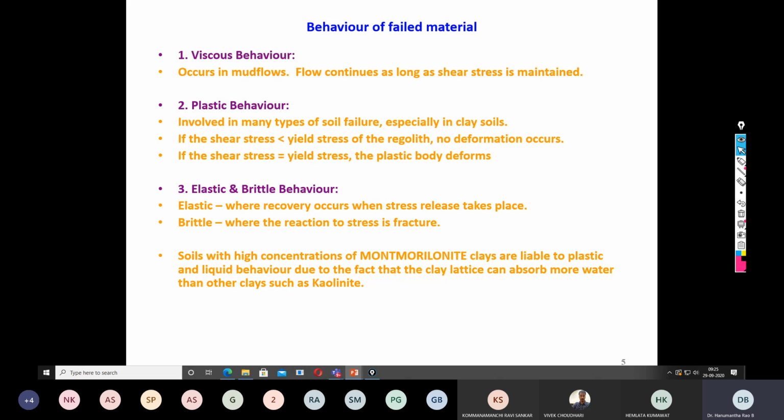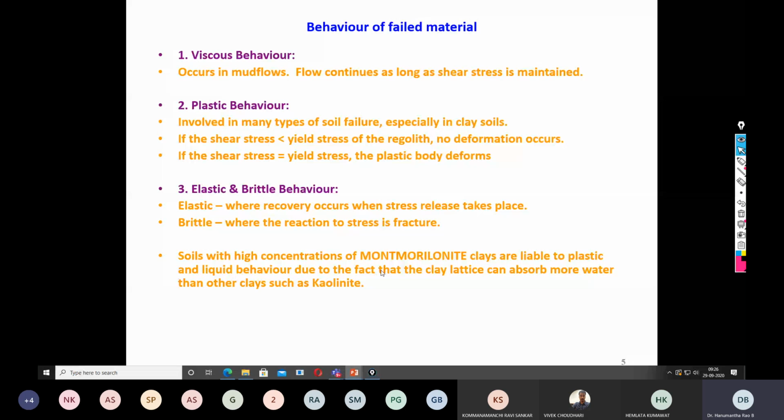If the shear stress is less than the yield stress of the regolith, no deformation occurs. If the shear stress equals the yield stress, then the plastic body deforms. Again, shear stress means the kind of force that is causing instability in the soil mass. Then elastic and brittle behavior. Elastic, where recovery occurs when stress is released, and brittle, where the reaction to the stress is a fracture. This is very well known to you all, but just a recapitulation.